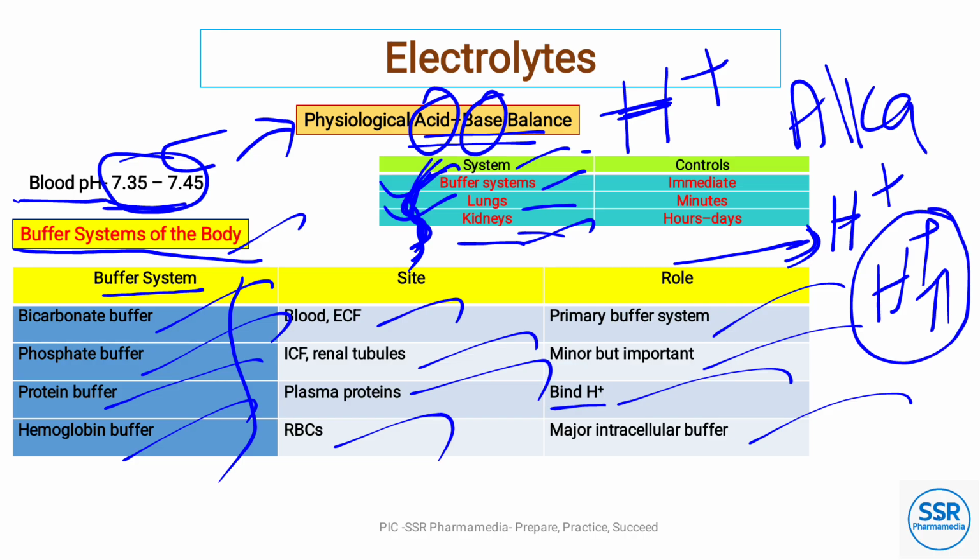In that condition, we do not require more hydrogen ions. We need less amount; we have to decrease them. So in such a situation also, these three mechanisms will be involved, and they bind the hydrogen ions so that the hydrogen ion level decreases in the blood, thereby maintaining the blood pH and the physiological acid-base balance.